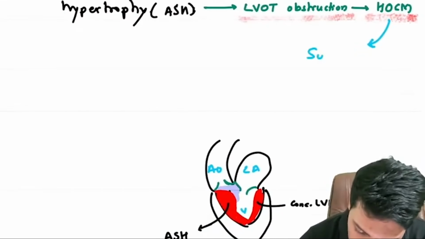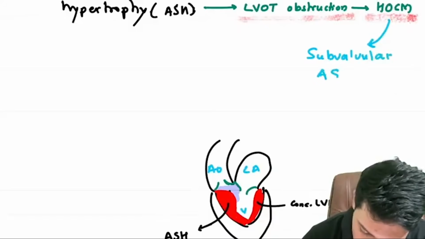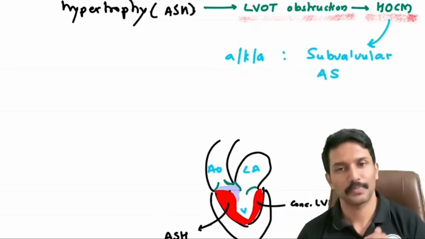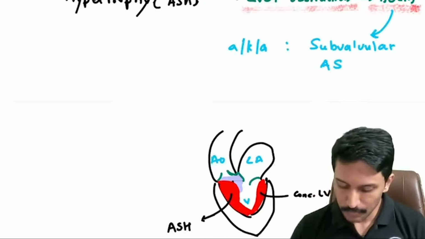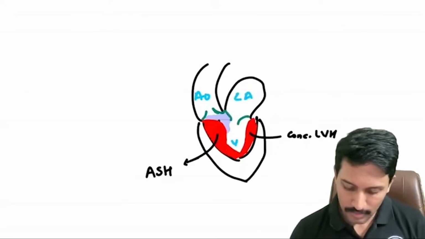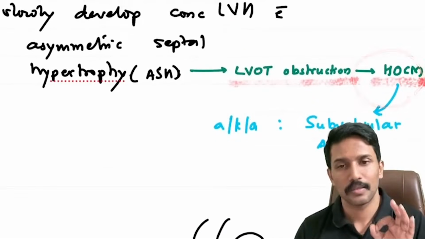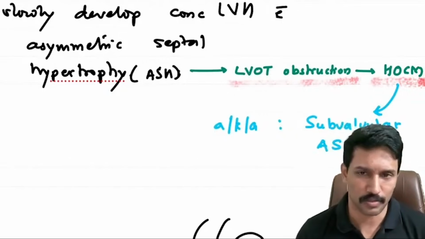So we'll call it subvalvular AS. It's also known as subvalvular AS if it causes HOCM. Okay. So for the diagnosis, patients who haven't yet developed HOCM may not be symptomatic. Once they develop HOCM, they will have the same symptoms as aortic stenosis.